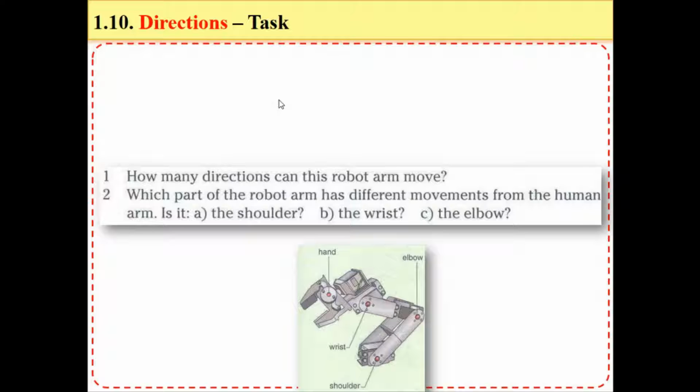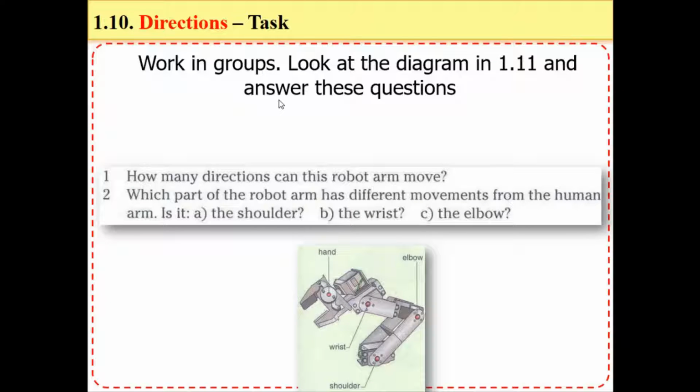Now, working in groups, look at the diagram in 1.11 and answer these questions. How many directions can this robot arm move? Which part of the robot's arm has a different movement from a human arm? Is it A. the shoulder, B. the wrist, C. the elbow? The answer for question 1 is 6. And the part with a different movement is the shoulder.